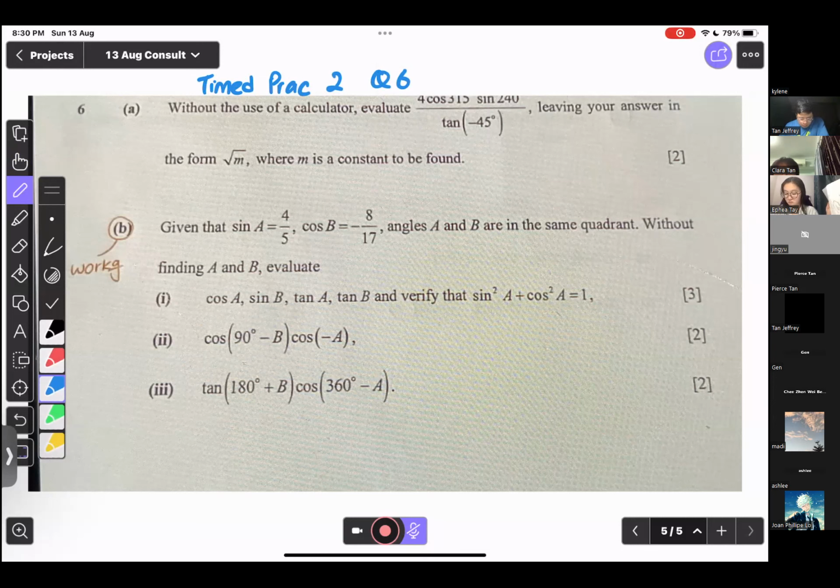Okay, so this one wrong, then this one wrong, then this one wrong. Let's see. Side A and B are in the same quadrant. Cosine positive, so that means they should both be in quadrant 2. Is that okay? So your cosine times cosine of negative.